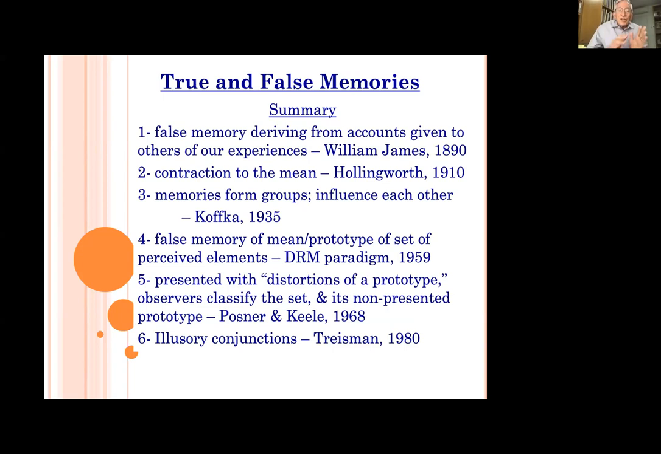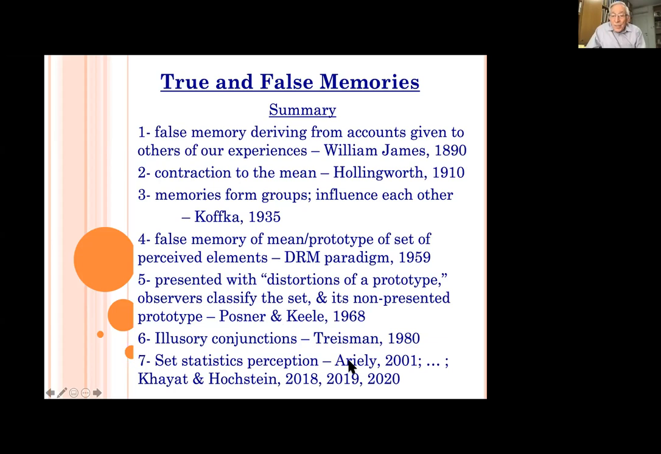Okay, so we've got here a list of true and false memories. False memory deriving from accounts, William James, contraction to the mean by Hollingworth, memories form groups by Kafka, false memory of mean and prototype of sets with the DRM paradigm, presented with the distortions, Posner and Keele, and illusory conjunctions of Treisman. And I want to talk about another false memory, which is set statistics perception. Ariely reintroduced this in 2001, and many, many papers have come out in the meantime, and I'm going to talk about papers that I've done mainly with Noam Khayat in 2018, 19, and one coming out now in 20.